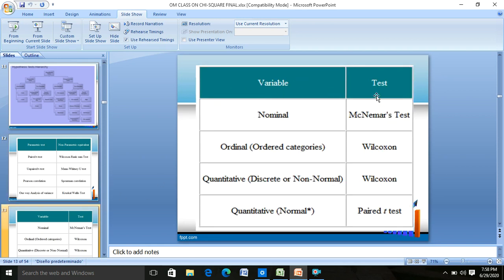Similarly, if your variable is nominal, these are the various counterparts of the paired t-test. In case of quantitative normal variables, you go for the paired t-test. In case of quantitative discrete or non-normal variables, you go for the Wilcoxon test. In case of ordinal or ordered category variables, you go for the Wilcoxon test, while in case of nominal variables, you go for the McNemar test. So for a similar type of situation, depending upon the type of variables, you have to choose the test.